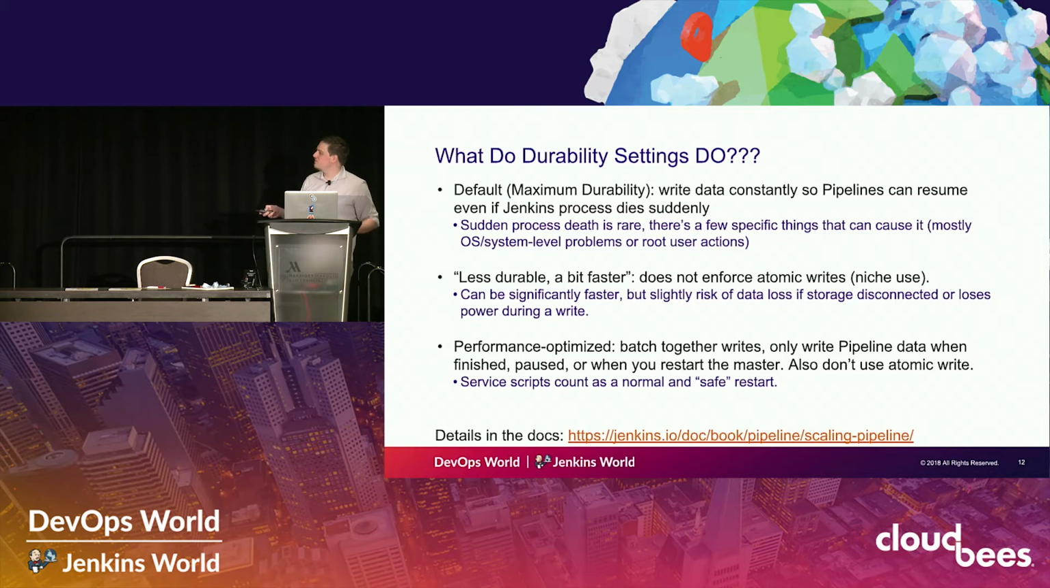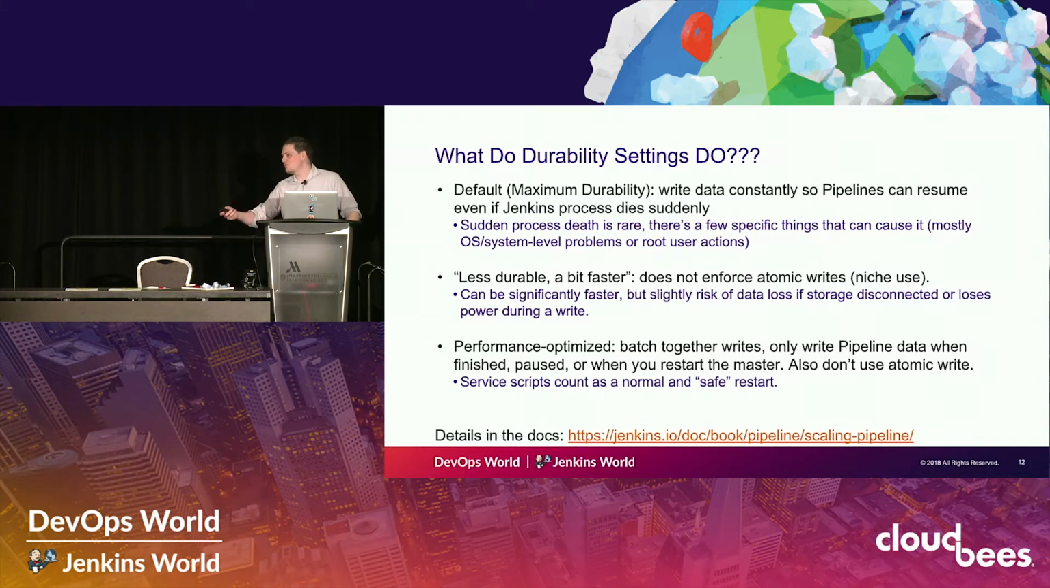So the default maximum durability mode is much like how Pipeline used to run. It writes constantly to disk. It ensures that any time your master can go down suddenly with no warning, you can lose access to disk, and generally your pipeline will come back in a clean state.